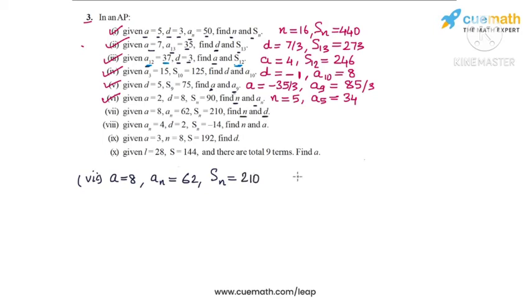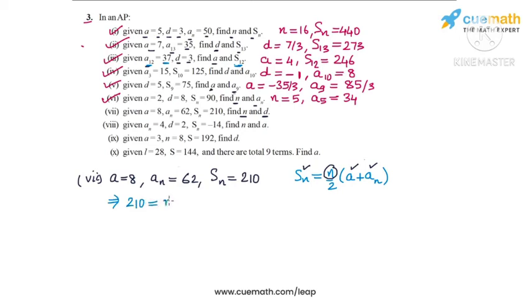So the formula I'm going to use in this case is Sn is equal to n by 2 into a plus l, a plus the last term, which I can write as a plus an. So we are given a, we are given an, and we are given Sn. So this will help us find the value of n. So let's plug in the values and see what we get. So Sn is 210.